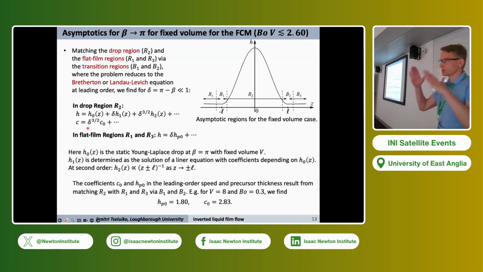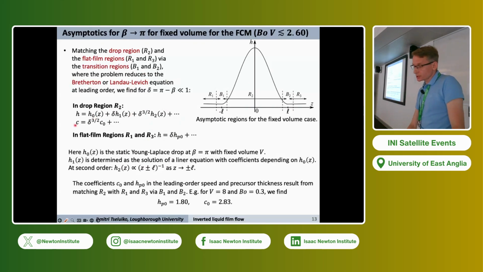H0 is just the static Young-Laplace solution of the given volume. H1 is obtained as the solution of the linear equation with coefficients which depend on H0. Then at the next order, H2 has a singular behavior at the edges of the drop, and this is exactly why we need to introduce the transition regions B1 and B2, where the problem reduces to the Bretherton or Landau-Levich equation.